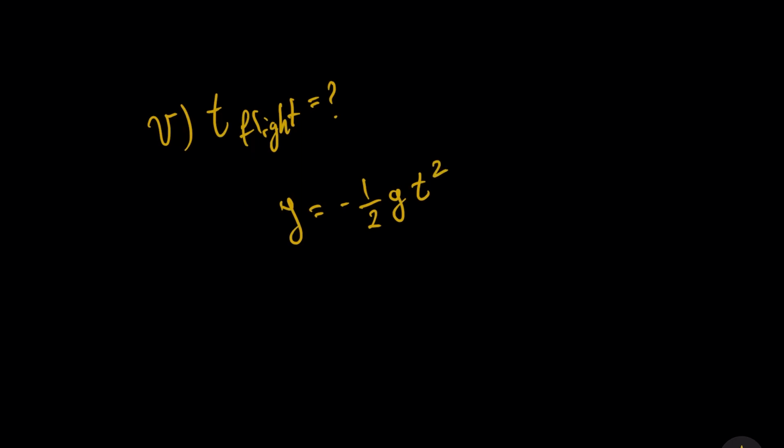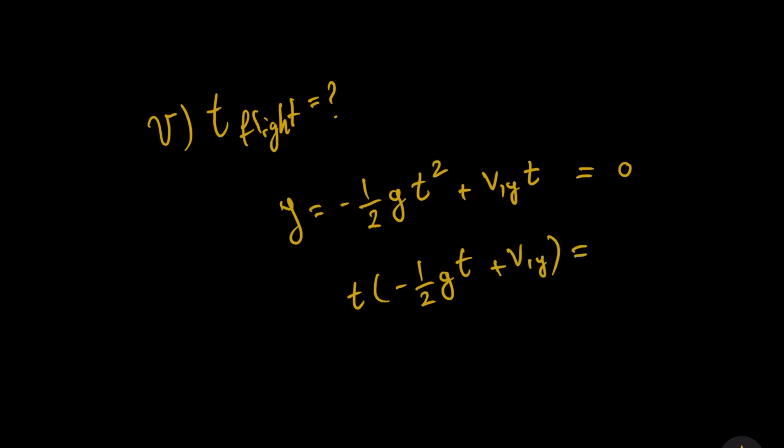And then think about the flight time plus v1y t, right? If I set that equal to 0, I can factor out the t, so I get negative 1/2 gt plus v1y equals 0. Then we can get two solutions from this. When t equals 0, this is where the projectile starts from. It's correct, but it's not what we're interested in. That's not the t we're interested in.